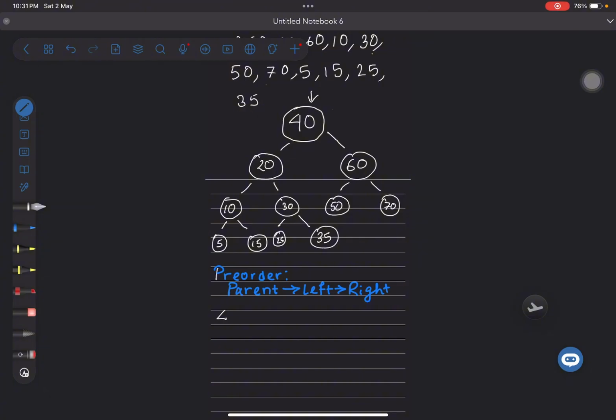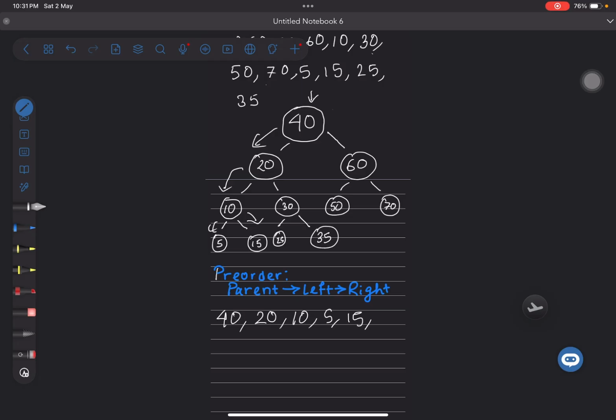40. So 40 comes first, and then we go to the left side. What is in the left of 40? 20. Great. We go to the left side. What is there? 10. Great. We go to the left side. 5. Great. Is there any more left? No. So now what do? We go to the right side. So now the right of 10 is 15.